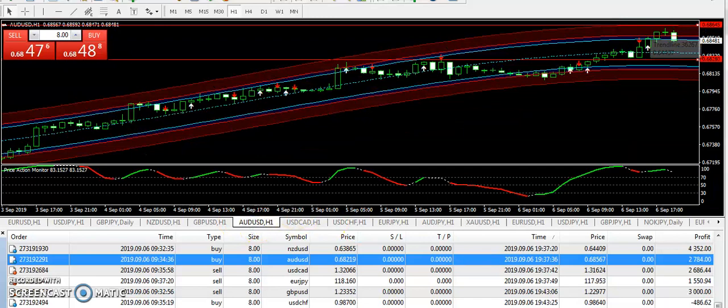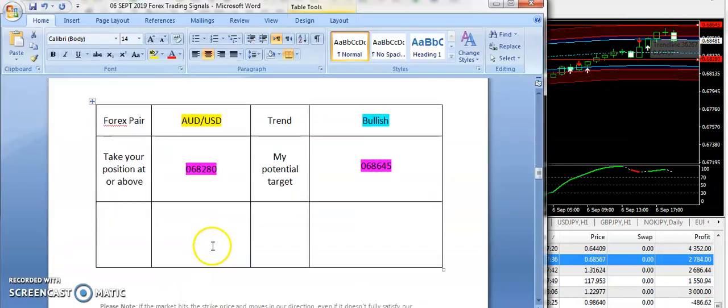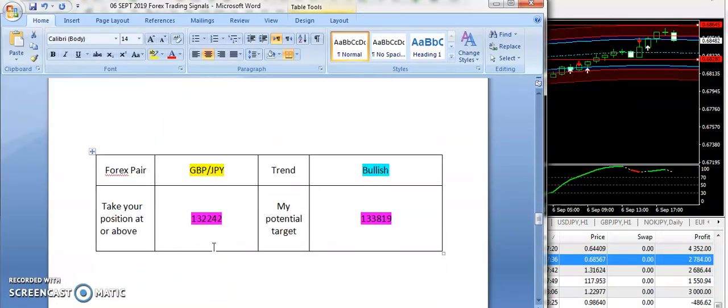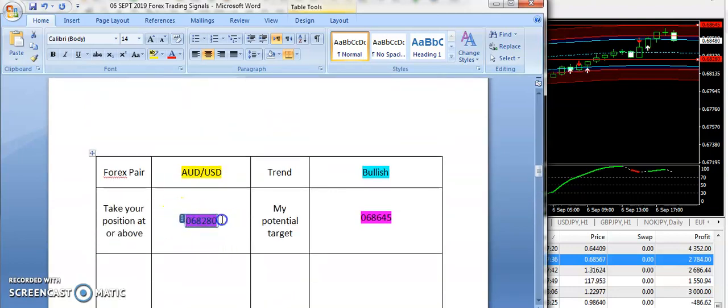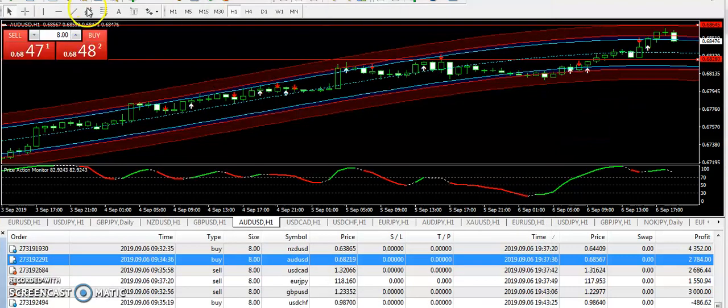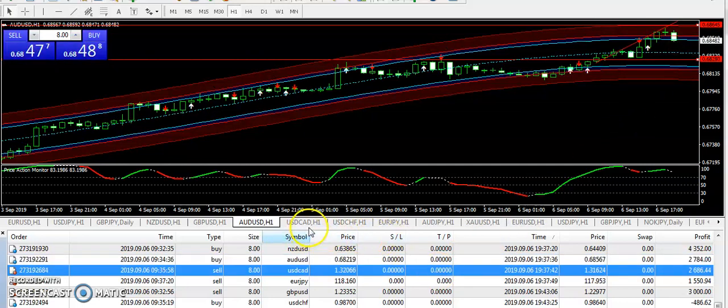At next we are going to talk about the AUD USD. Let me take you towards the signals report. I have supplied the bullish signal in case of AUD USD from 0.68280 and 0.68645 was the target price. And guys, you can see a sweet bullish trend on this pair too, and the market went near to the target price. So congratulations to the traders who have taken the buy positions today on AUD USD.